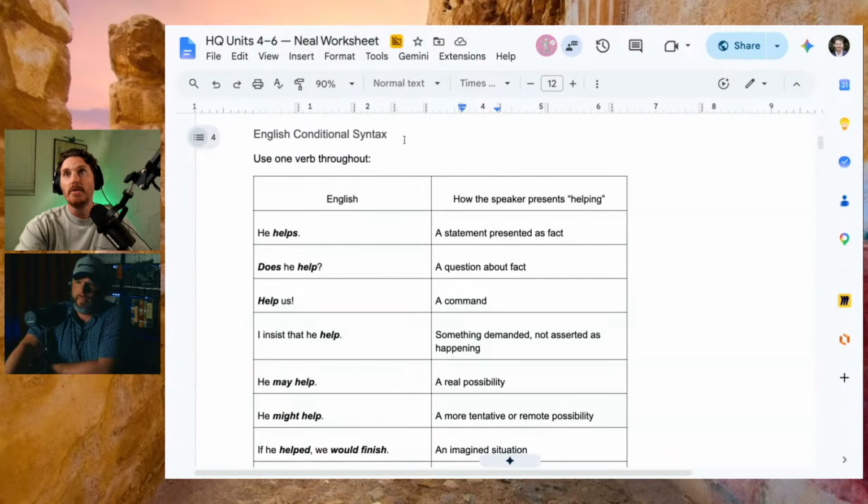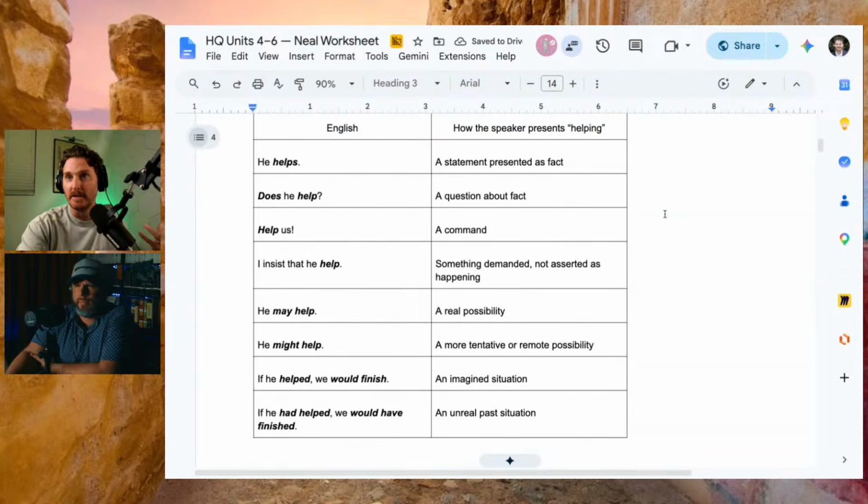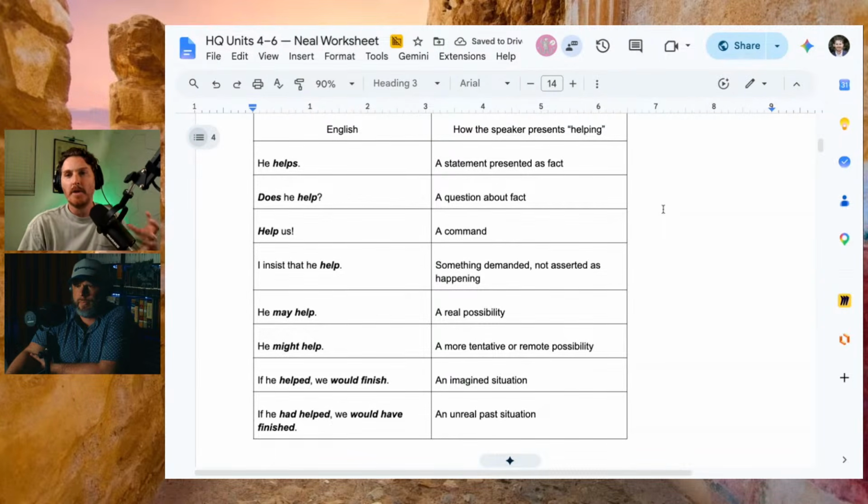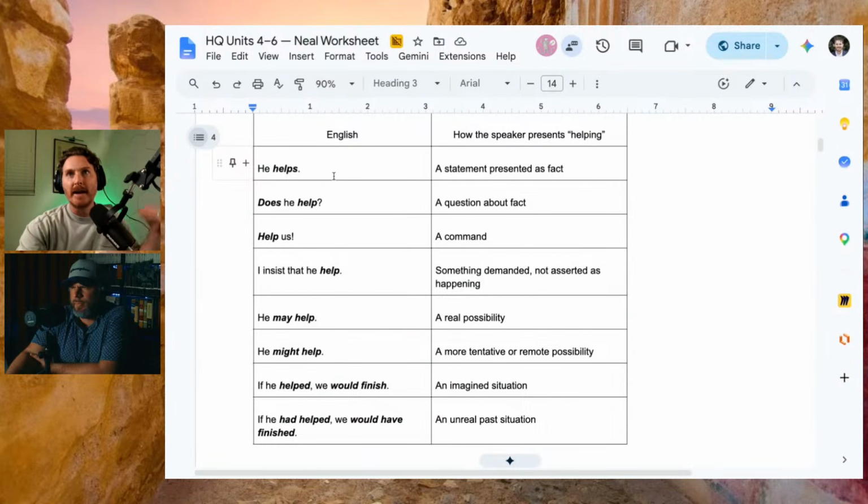So just so everybody's clear on English conditional syntax, because we have this in English. So we have a frame of reference, even though our language is not morphologically rich. We can say, as a matter of fact, he helps. We can ask a question, does he help? Right? You can't say, does he helps? That sounds weird, right? Because you need to use the subjunctive, does he help?